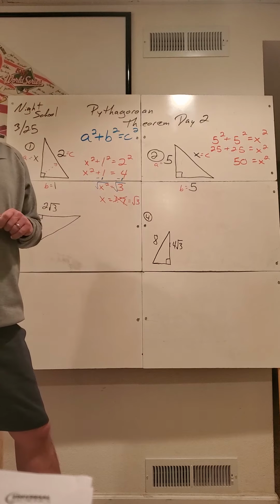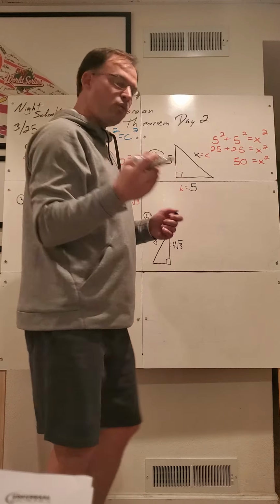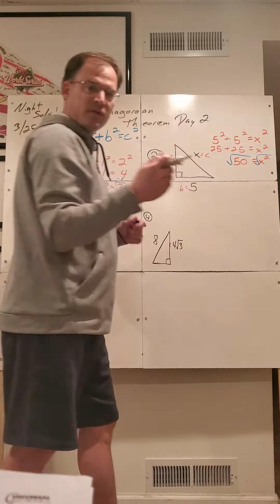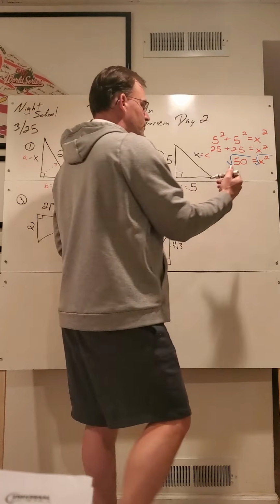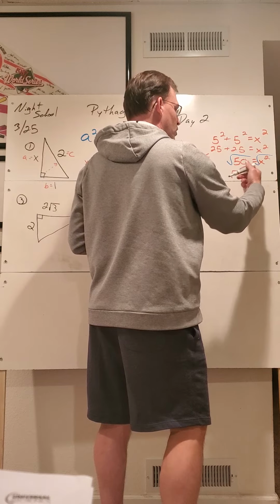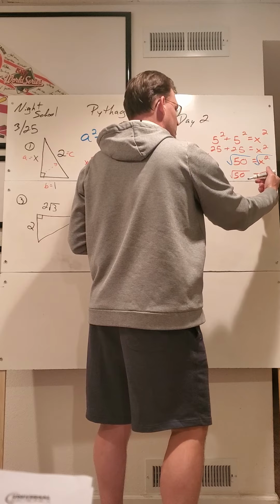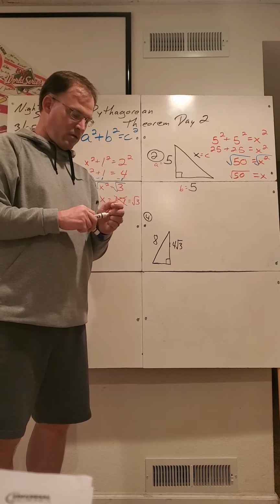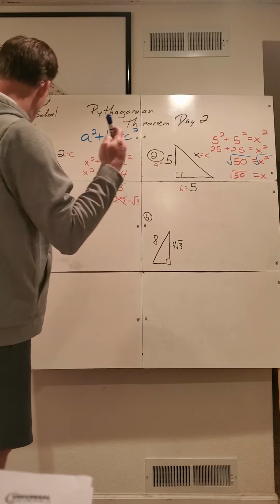50 equals x squared. I do want to solve this. Square root of 50. We're not going to talk about how to simplify that. It does simplify, but I'm perfectly happy if you leave your answer square root of 50 for right now. It's perfectly fine. All right, so moving on.